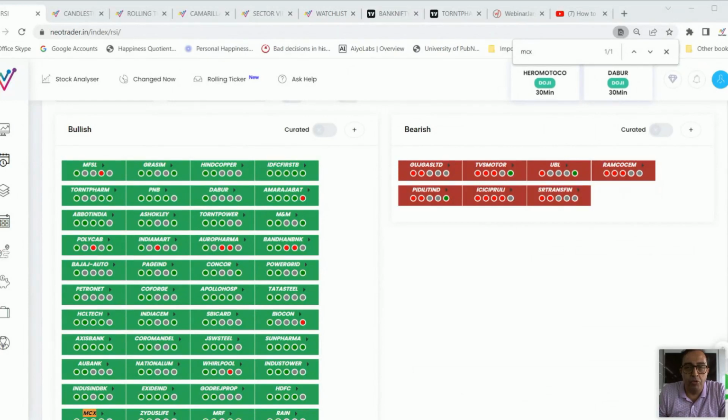First, we track for movement above 60, right? Movement above 60. All of you can go and watch that video. So once it moves above 60, then it becomes bullish. Once it crosses 70, it becomes super bullish. Right? Great.